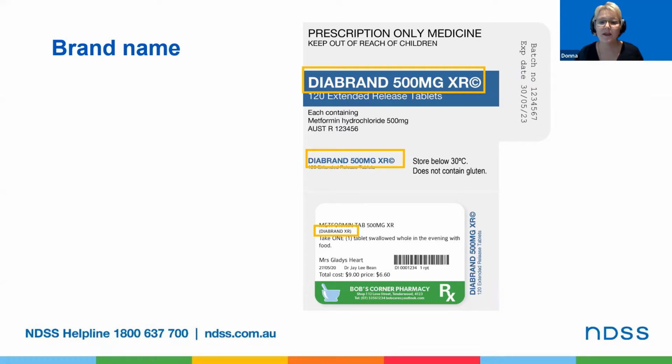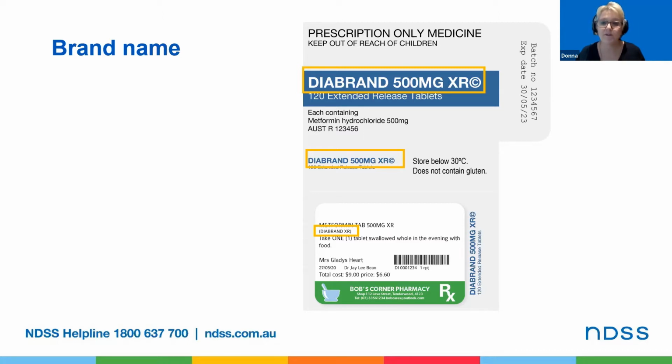The brand name on this box is Diabrand XR, and that has been made up for this presentation. This drug company has named this specific brand with a name that is individual to the product. That brand will have an active ingredient with specific fillers and have the same production process and the same packaging each time. This brand name will be copyrighted to that particular company and product.